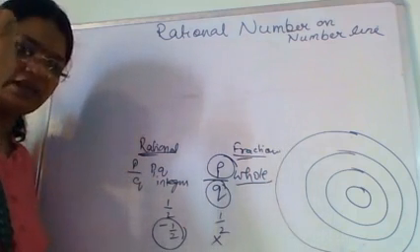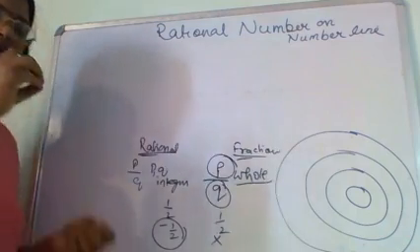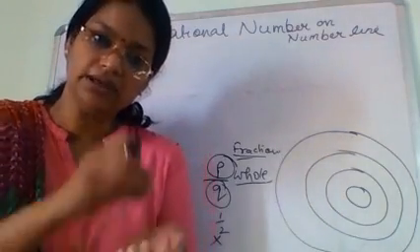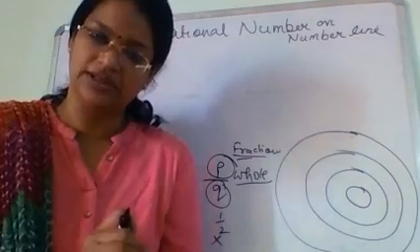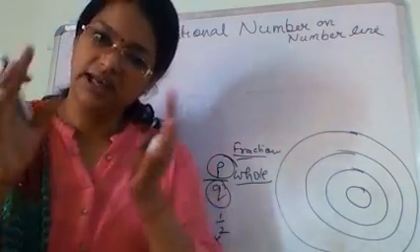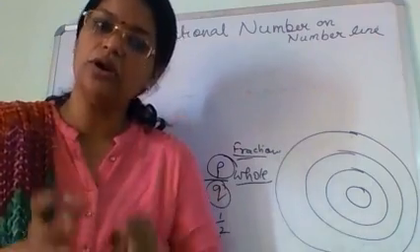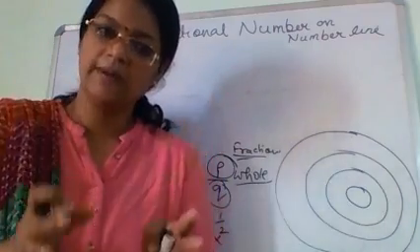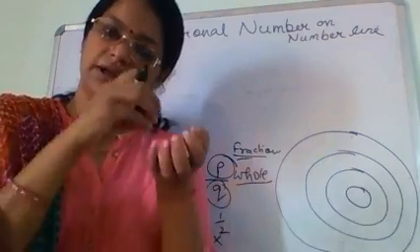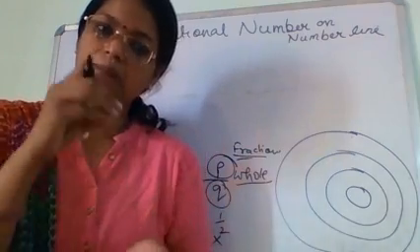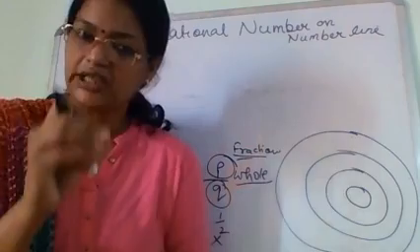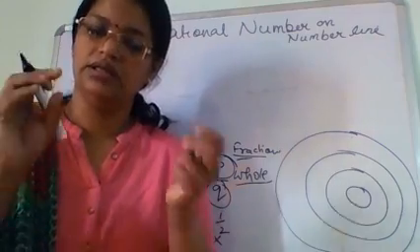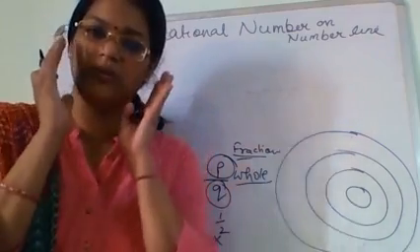Put the concept inside your mind. Natural numbers are all the counting numbers. Whole numbers, we had added 0 to it. Integers are all natural numbers, 0 and their negatives. That is complete. After that came rational numbers, which will be in the form p by q, where p and q will be integers and q will not be equal to 0. This is the simple thing you have to keep in your mind.